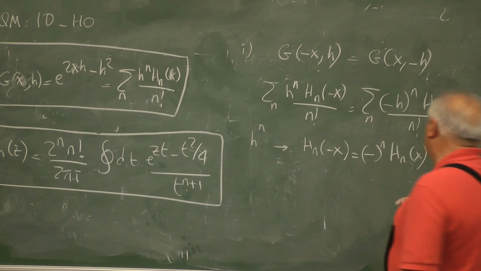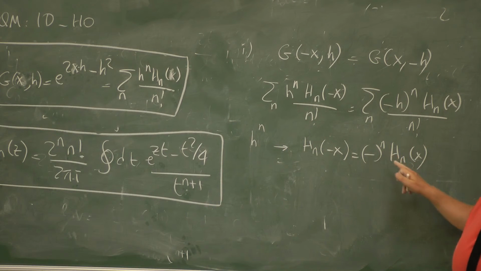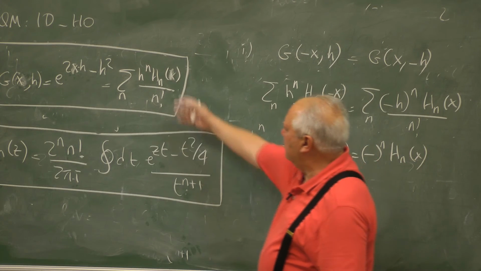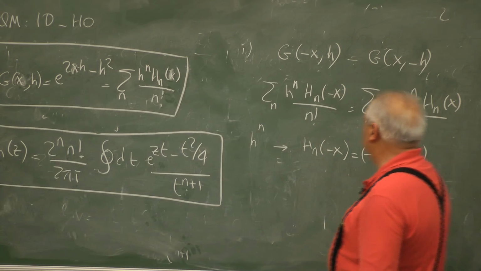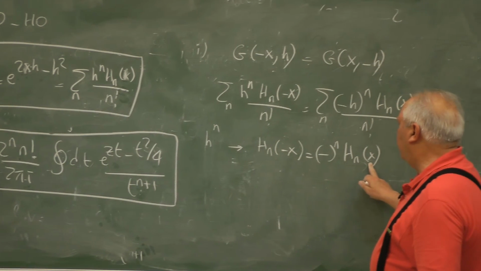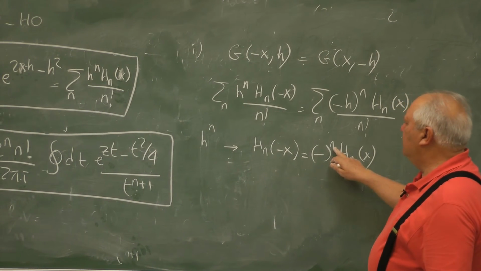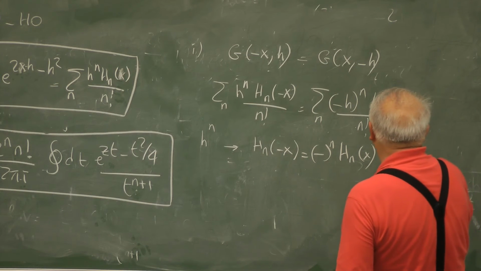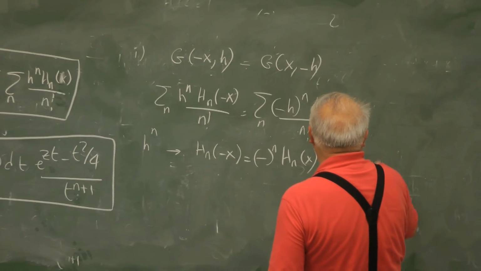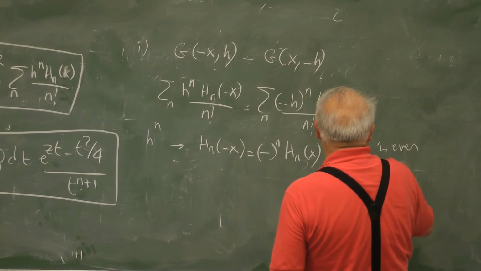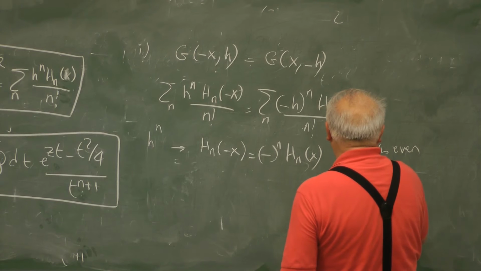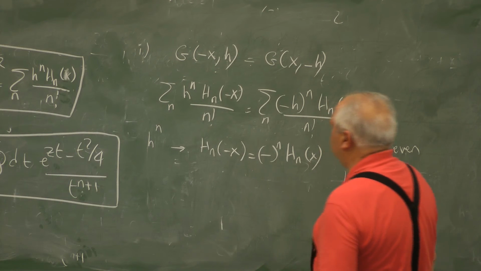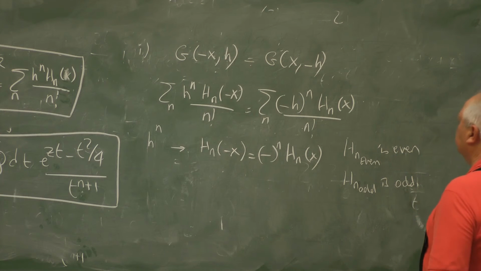So for n even, these functions, which were defined like this or like that, are even, and if n is odd, it is odd. So H even is even, H odd is odd. So this is the symmetry of these functions.